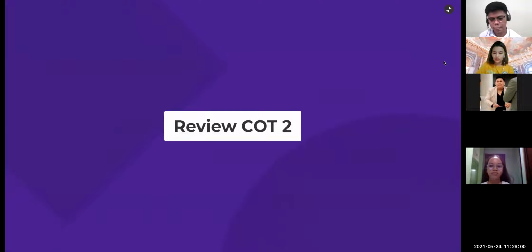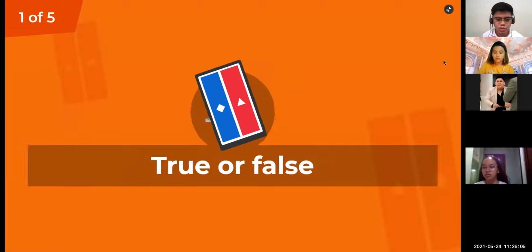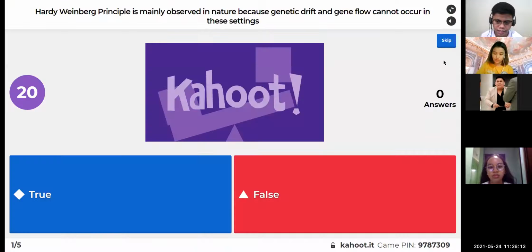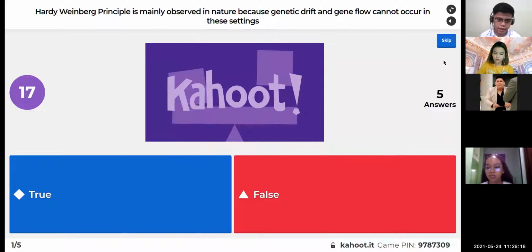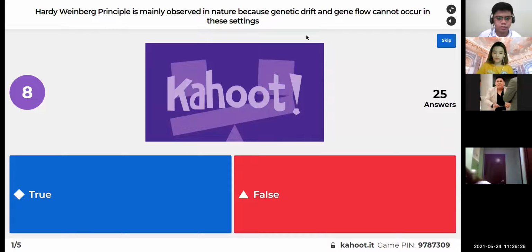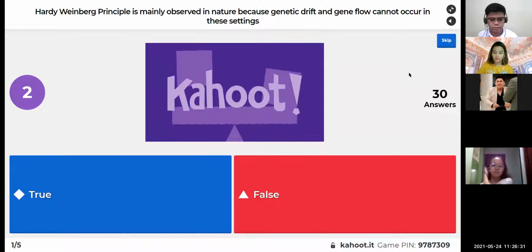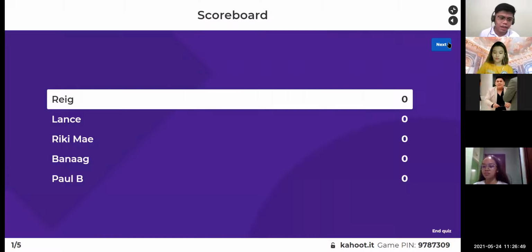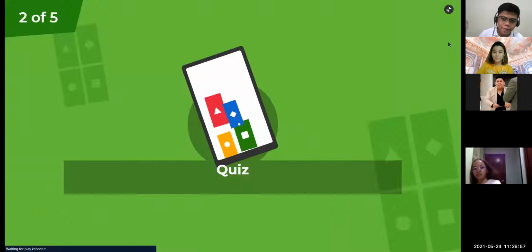Okay, first question, true or false? Hardy-Weinberg principle is mainly observed in nature because genetic drift and gene flow cannot occur in these settings. True or false? Okay, so false is the correct answer. Again, Hardy-Weinberg is not mainly observable in nature, because the restrictions of Hardy-Weinberg are mostly for computational studies and simulations. Next. Okay, in the lead, Miss Angeline, Lance, Ricky, Mr. Banaag, and Paul.